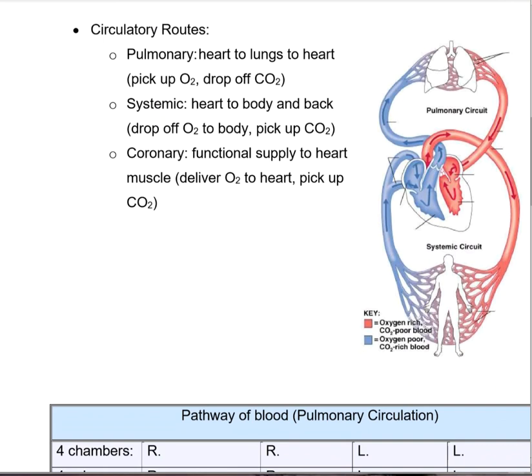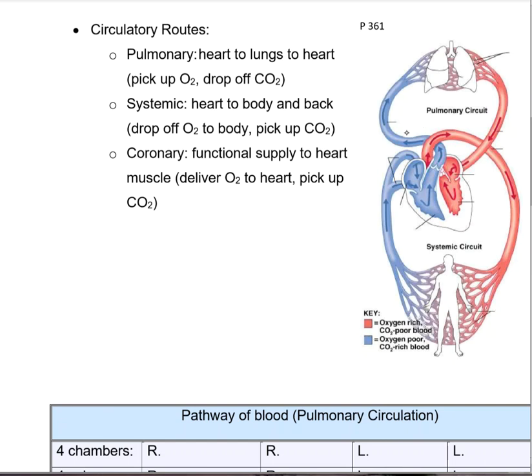Okay, now our circulatory routes. Pretty straightforward. This picture is listed on page 361. And all we're saying here is we can see two of the three circulatory routes. We can see the pulmonary circuit and we can see the systemic circuit. We can't really see the coronary circuit because it's inside the heart itself, but we'll talk about that in a minute.